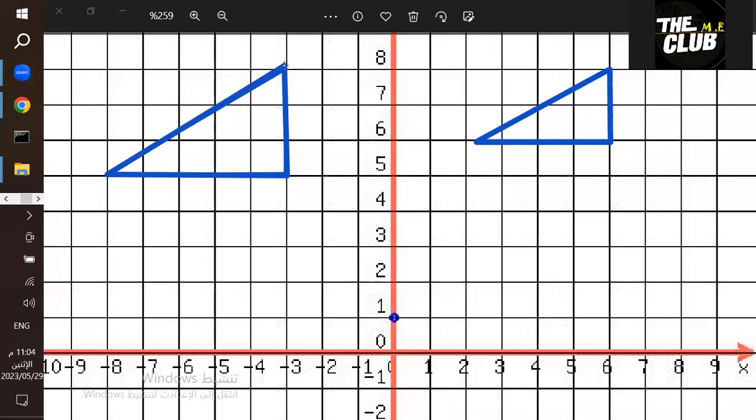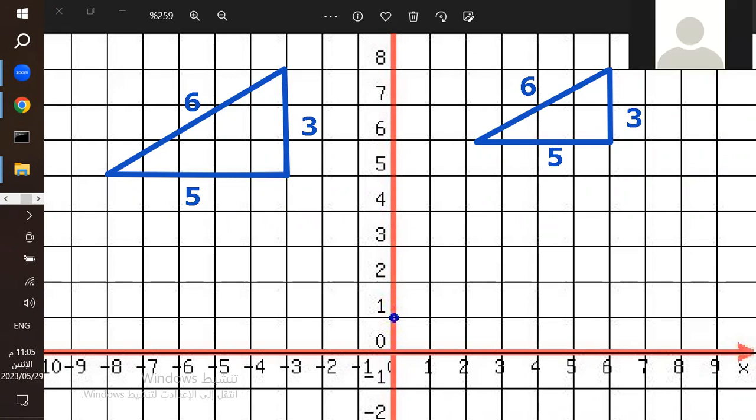But let's say these are 2 lines. This one is 5. This one is 5. This one is 3. This one is 3. This one is 6. This one is 6. Back to the first example, these two shapes. Why are these shapes congruent? What's the reason? We said congruent means what? It means identical, right? Equal.